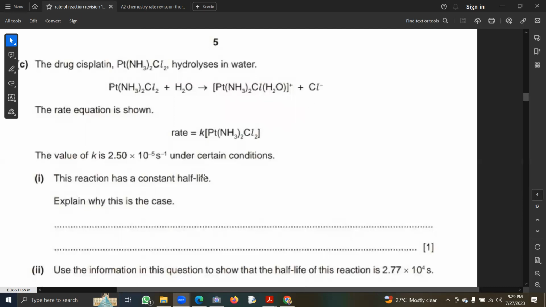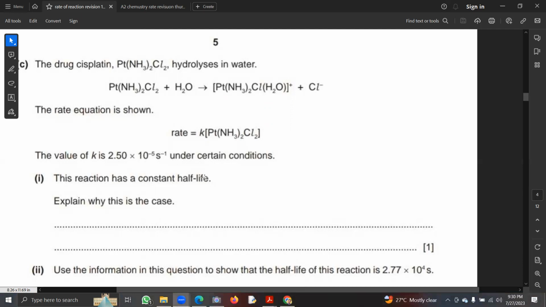So the drug cisplatin is hydrolyzing. The rate equation is shown. The value of K, the rate constant, is given. Then the reaction has a constant half-life. Why is the reaction having a constant half-life? What's the reason?